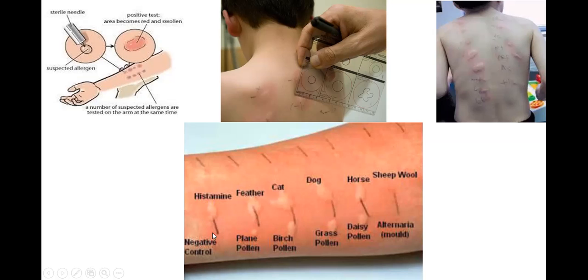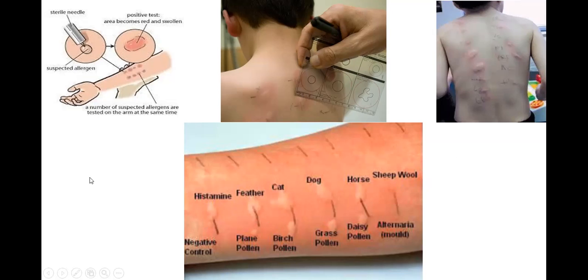He is using the bar up and down. Both spots are put here. Negative control, no reaction. Histamine, positive reaction. Sheep wool, he is not allergic. But horse, dog, cat, feather, many things he is allergic to. Even for pollen, the dose is common, but he may vary in terms of the response. A smaller wheal is a small response, a bigger wheal is a bigger response. That's the way you design the test for allergic reaction.